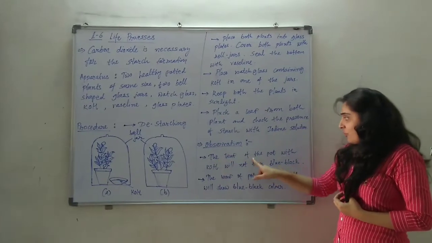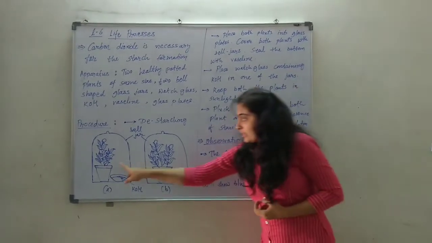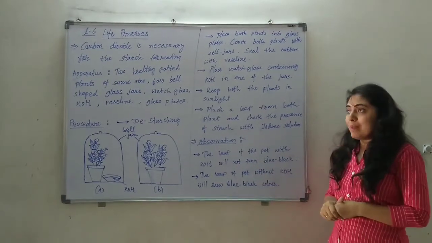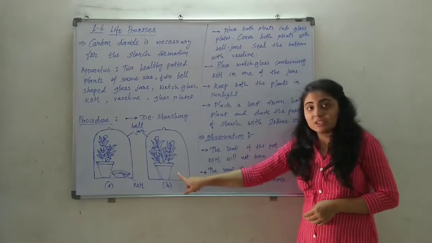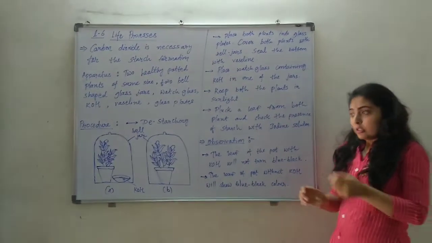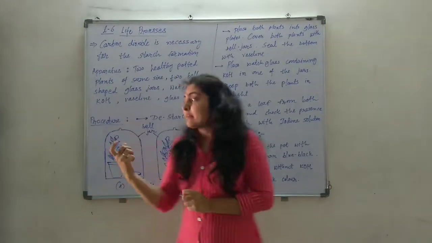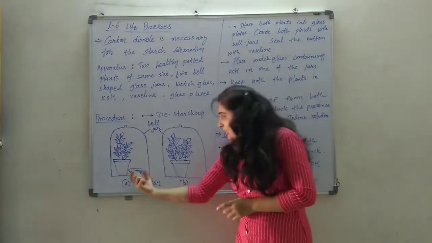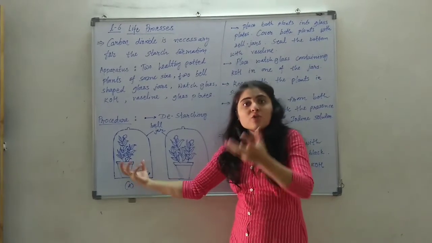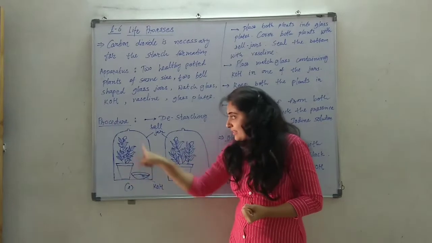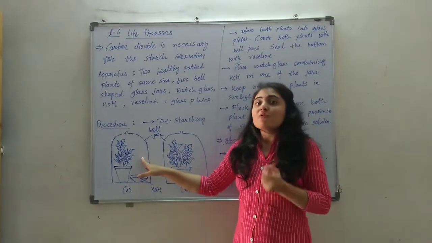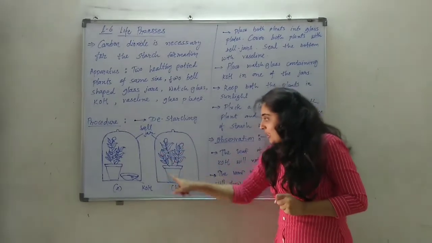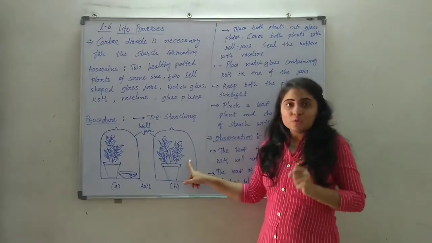We observe that the leaf of the pot with KOH, that is figure A, having potassium hydroxide in the jar, will not turn blue black, and the leaf of the pot without KOH, that is figure B, will show a blue black color. What does it mean? Potassium hydroxide is used here to absorb carbon dioxide. So in figure A, potassium hydroxide will absorb all the carbon dioxide present inside the glass jar, so carbon dioxide will not be available to the plant for photosynthesis. And in figure B, KOH is not present, so carbon dioxide is available for the photosynthesis process.